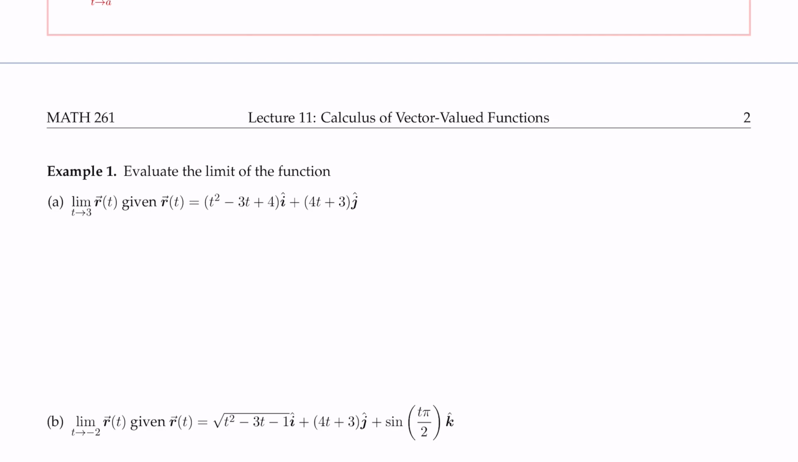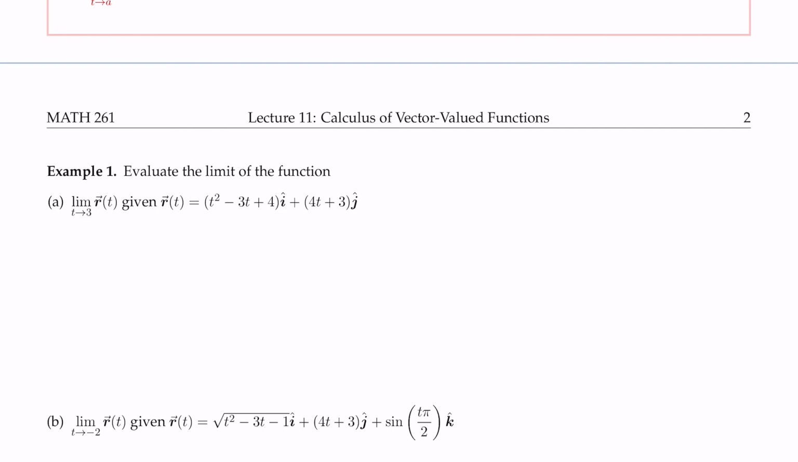So we're going to tackle some examples, and again you will see that whatever you have learned in Calculus 1 and 2 can directly be applied here. Example 1: we want to evaluate the following limit. We want to find the limit of the vector valued function r(t) as t approaches 3, given that r(t) = (t squared minus 3t plus 4)i plus (4t plus 3)j.